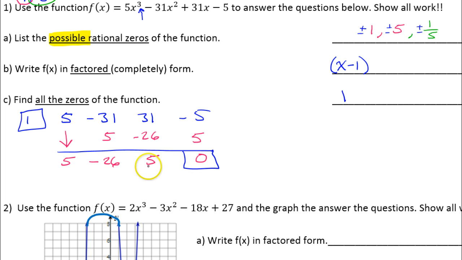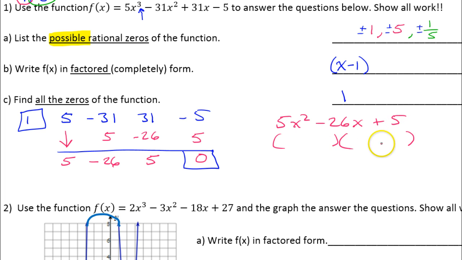Now I need to take these three numbers and turn them into a trinomial. So this would be 5x squared minus 26x plus 5. Now I'm going to try to factor this.